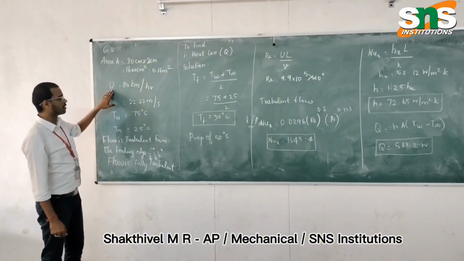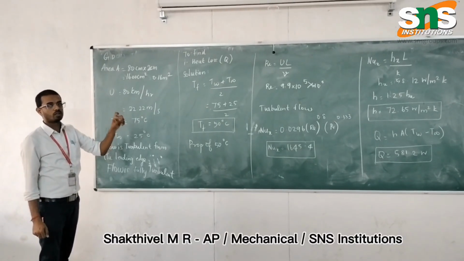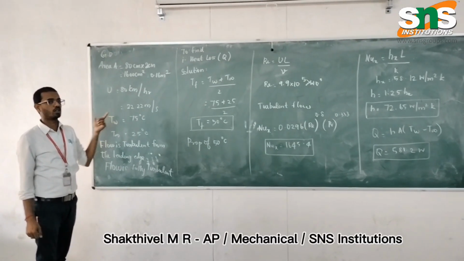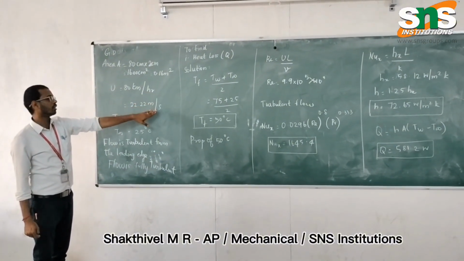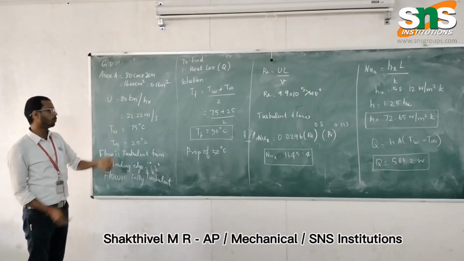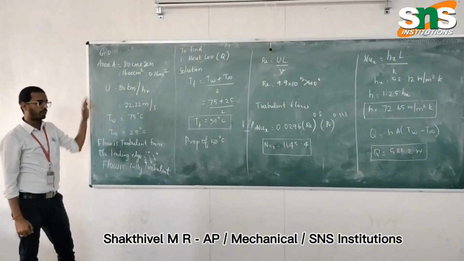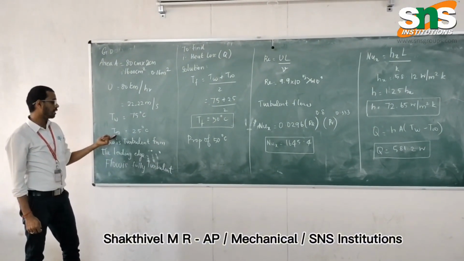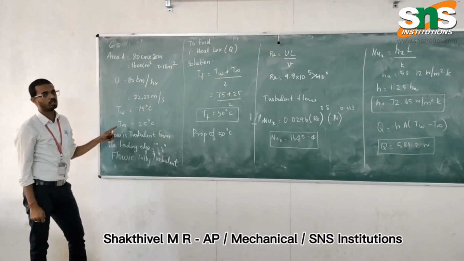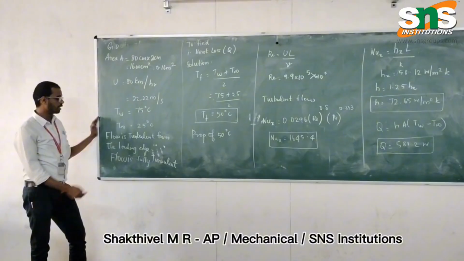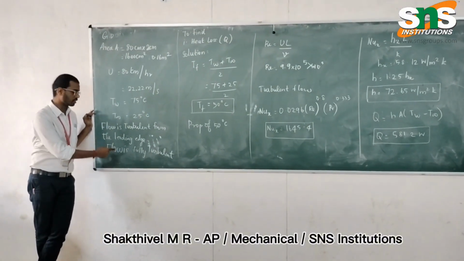Then the velocity of the flow, this is forced convection. Since velocity is mentioned, that is a way to find out whether it is forced convection or free convection. So U is given, that is velocity 80 km per hour. I have to convert it into meter per second, that is 22.22 meter per second. The surface temperature of the crankcase is 75 degrees Celsius and the surrounding air temperature, that is ambient air temperature, is 25 degrees Celsius, that is T infinity. In the question it is mentioned that the flow is turbulent from the leading edge, so it is considered as fully turbulent flow.